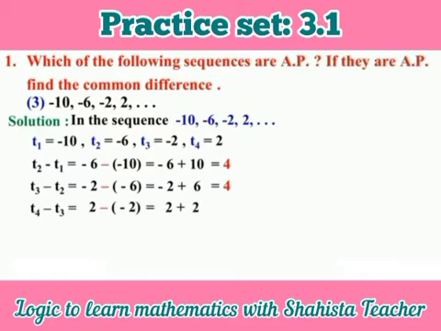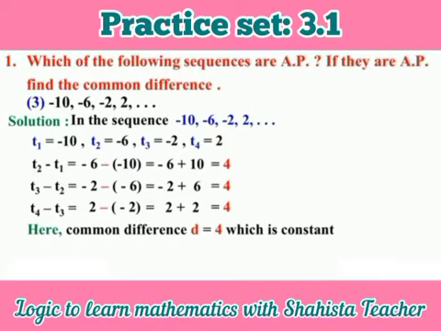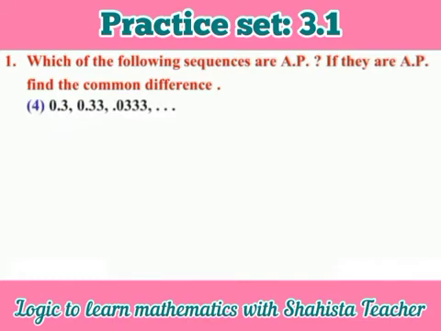See here, we are getting the same constant number everywhere, that is, the common difference D is equal to 4, which is constant. So yes, the given sequence is an arithmetic progression. The given sequence is an AP. So simple and easy to understand. Yes, my dear students, let's solve sub question 4.